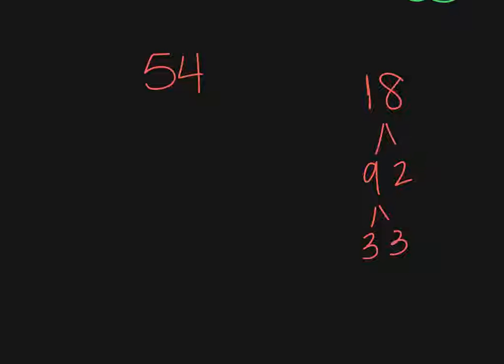Now, what if you tried 54 and say 18? Okay, so let's break it down. 18 we know is 9 and 2, and then 3 and 3. Okay, so now we break down 54. So 54, you really could say 9 and 6, right? I know I've been breaking these down by 2, but you could say 9 and 6, and then 6 is going to be 3 and 2, and 9 is going to be 3 and 3.